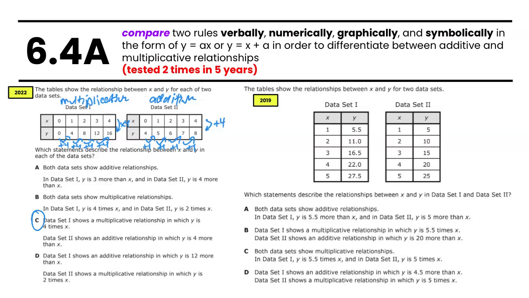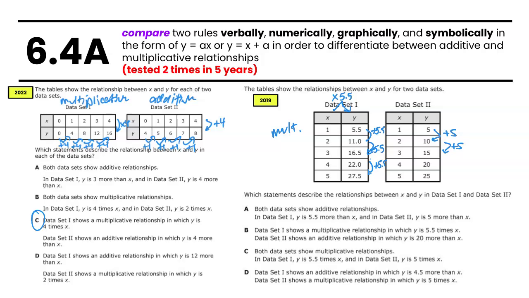What we notice in data set 1 here for this question is that we are adding 5.5 each time to get to the next Y value. And so because we are not just adding 1, but we're adding 5.5 each time, this is going to be a multiplicative relationship where Y is 5.5 times more than X. And you can verify that by going from X to Y and noticing that each time you will be multiplying by 5.5.